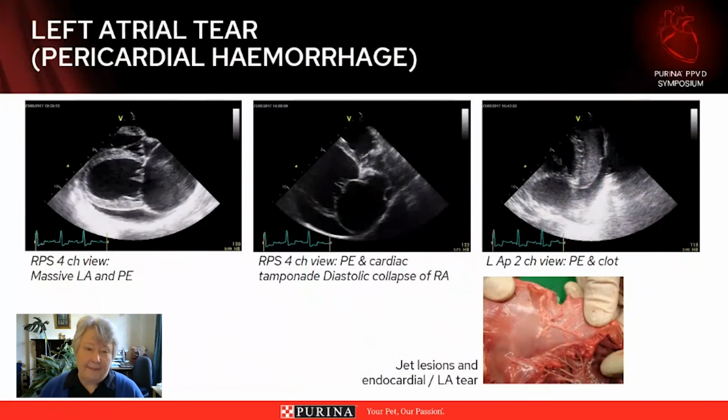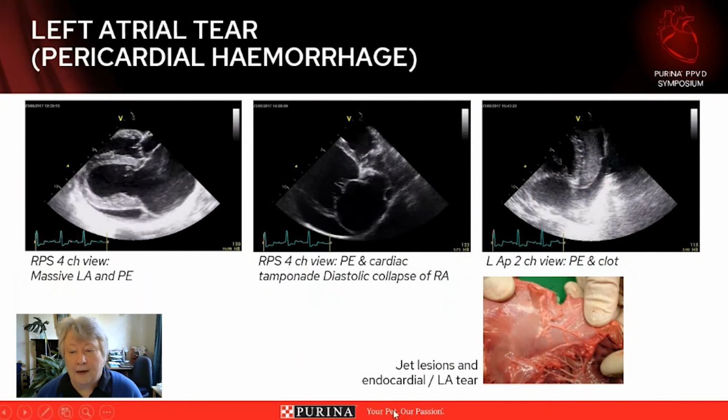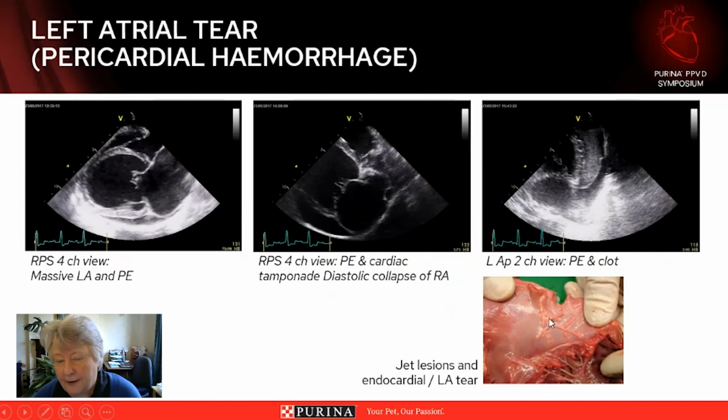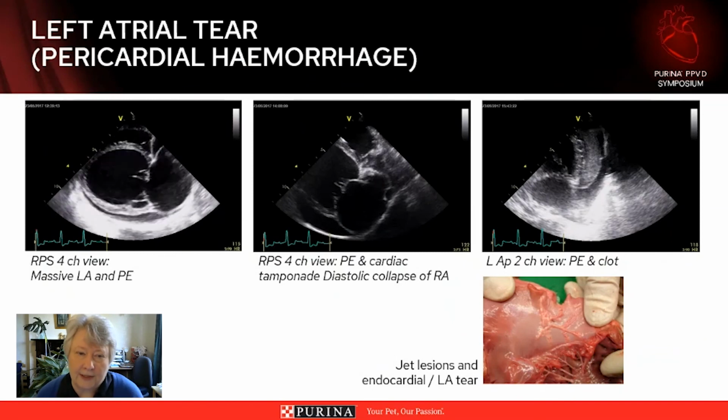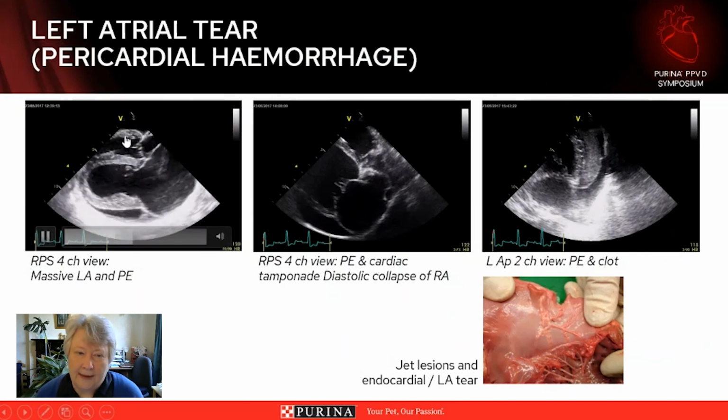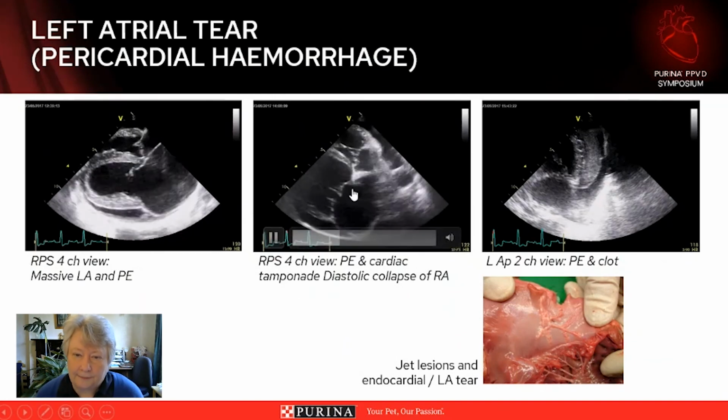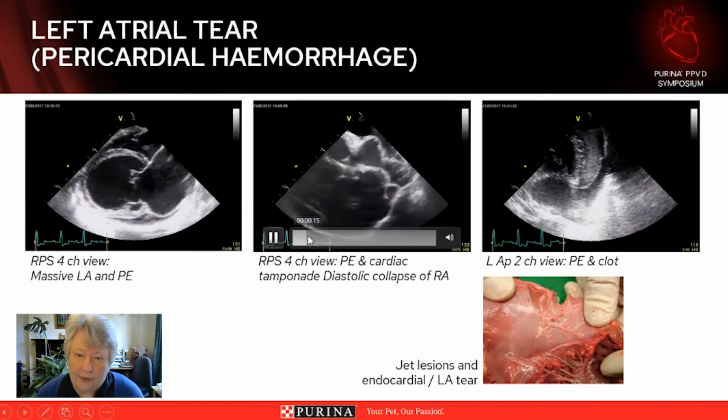Another thing that can happen is that we can end up with endocardial jet lesions. This mitral regurgitation is damaging the endocardium within the left atrium, and we can have jet lesions that we can see, but we can also have perforations. Then we'll have a left atrial tear, and we'll typically see that there's suddenly a change in the dog. The murmur grade becomes less, or there are muffled heart sounds. They may be collapsed because this pericardial hemorrhage causes cardiac tamponade, and so compromises the cardiac output.